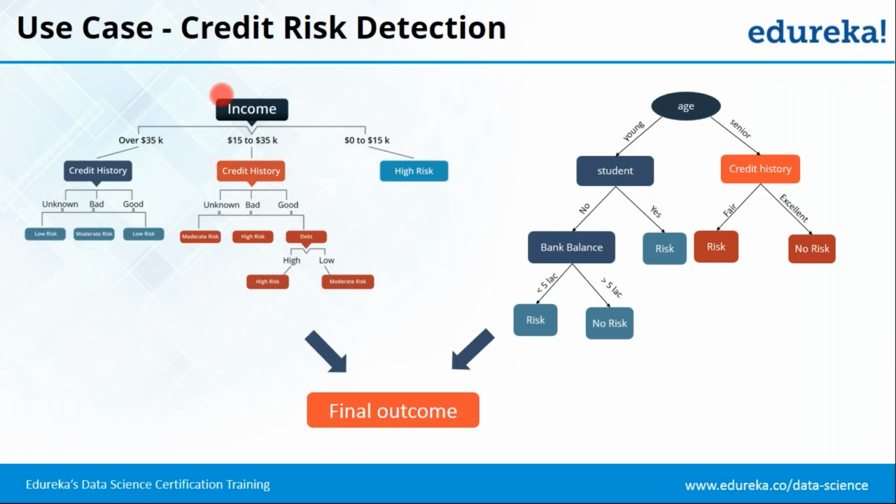The first one is the income and the second one is the age, right? And similarly, parallelly, two decision trees have been implemented upon those predicted variables. Now let's first assume the case of the income variable, right? So here we have divided our income into three categories.